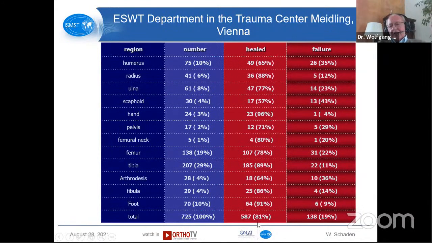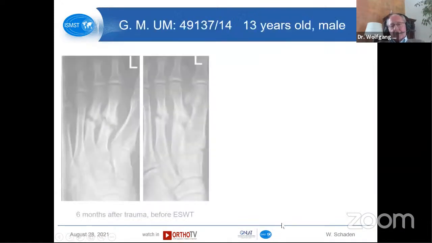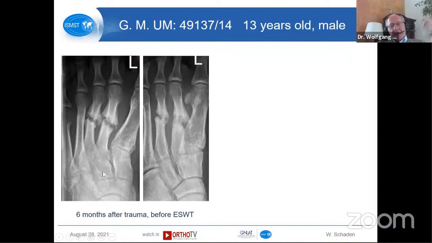We have a little bit more than 80% of healed fractures. It's a bit different depending on which kind of bone. The small bones in the hand are responding excellently. The scaphoid is for sure problematic, but nevertheless, we have an overall healing rate of 81%. Just to show you two cases at the end.